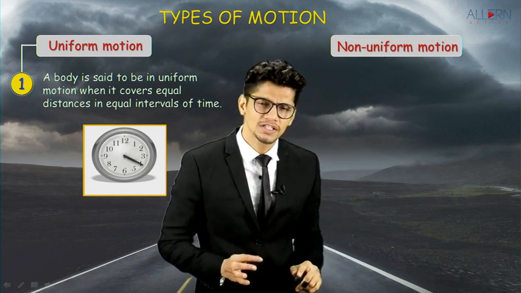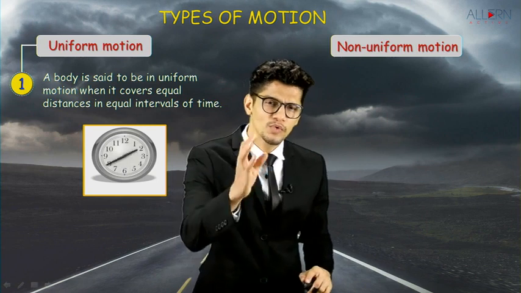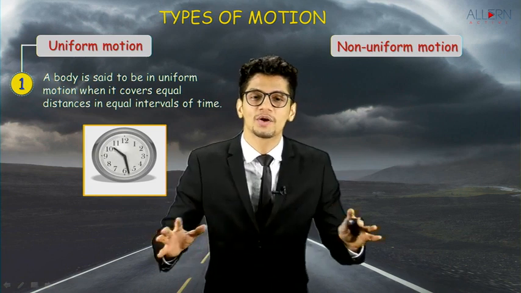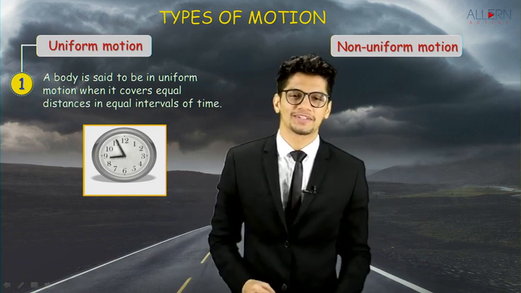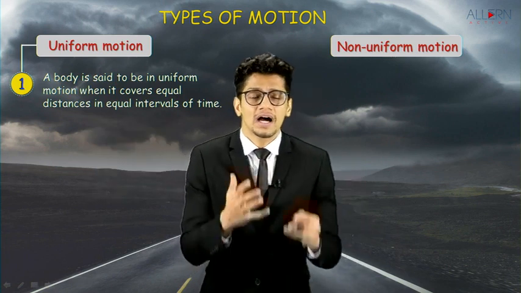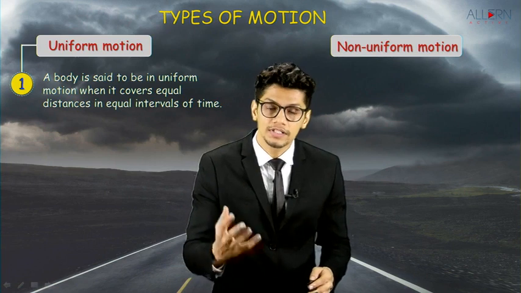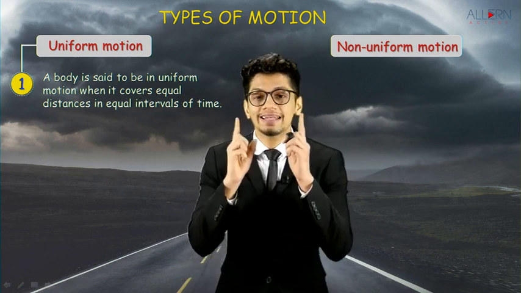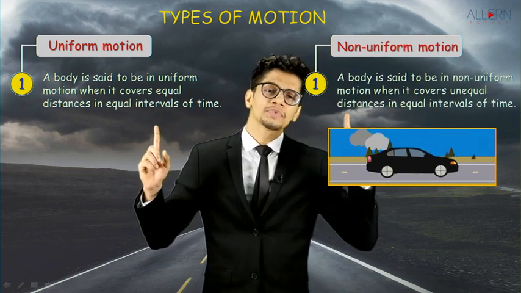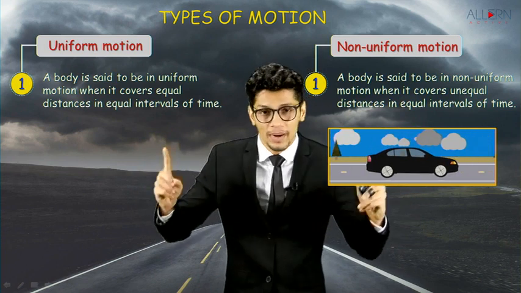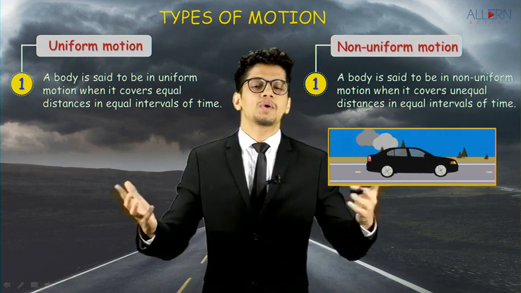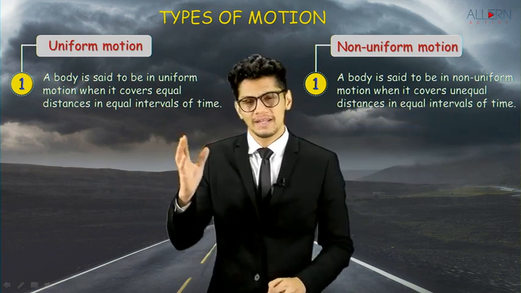Now if I ask you a question, is the clock in uniform motion? What would your answer be? The answer would be no, the clock is not in motion because the clock does not move. Only the hands of the clock are in motion. So hands of the clock are in uniform motion. Whereas non-uniform motion is nothing but a motion in which an object covers unequal distances in equal intervals of time, right? So even here we have equal intervals of time, even here we have equal intervals of time. But in uniform motion, it covers equal distances, but here we have unequal distances. Just remember this, right?